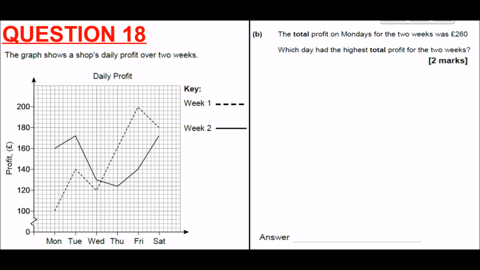Part B, we're told about the total profit on Mondays. So for 2 weeks, the total profit on Monday was £260. We need to find out which day had the highest total profit for the 2 weeks. So total profit will be the profit for week 1 combined with week 2. So for Tuesday, Tuesday's profits for week 1 is that figure here plus that figure here. For Wednesdays, we're looking at these 2 values, which are very close together. For Thursday, we're looking at this one and also this one here.